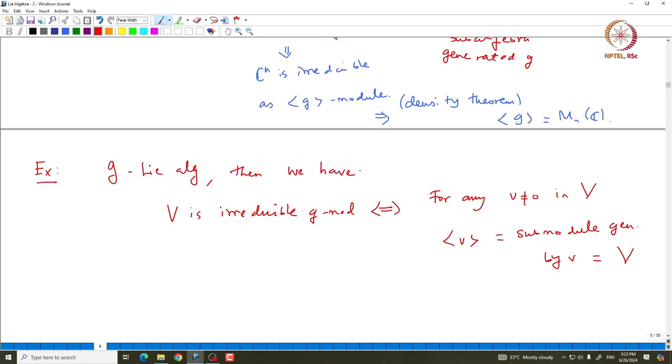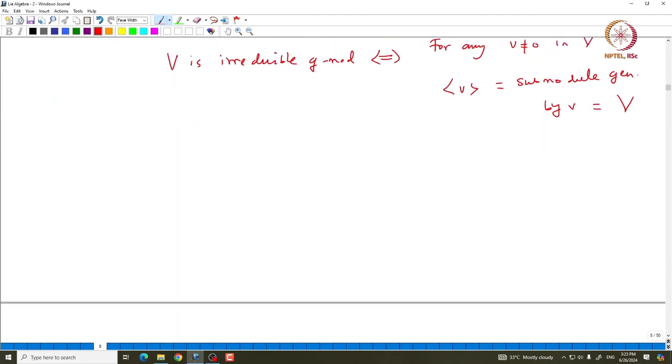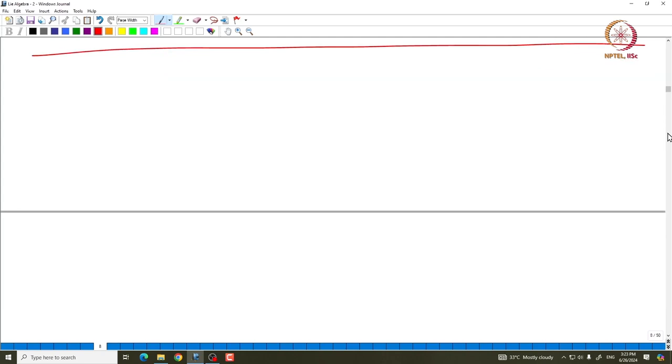So this is a very simple exercise, I will leave it to you. So let me now define what is the direct sum of two modules. Let us say W1 and W2 are given G modules. Then one can construct the direct sum of these two vector spaces.